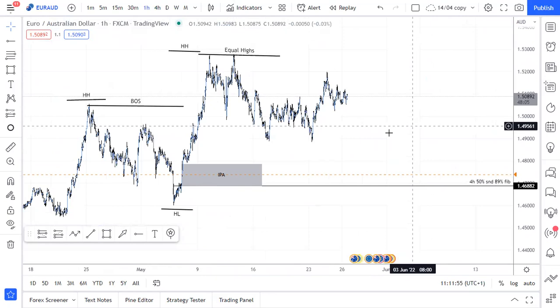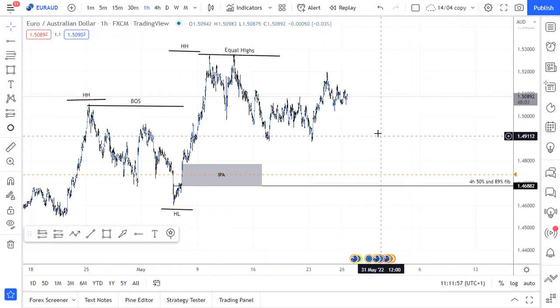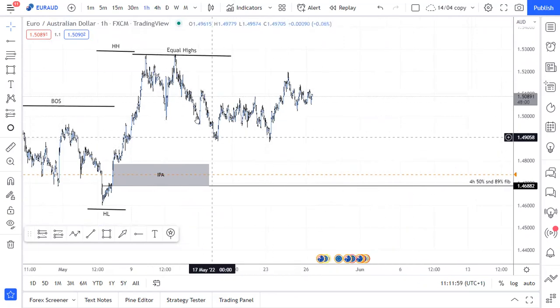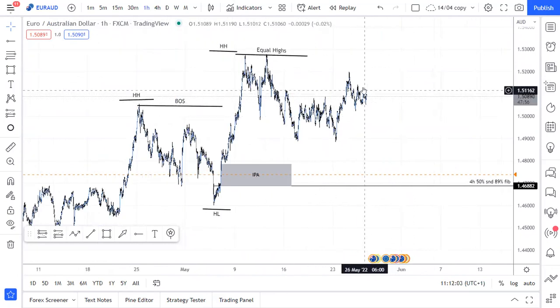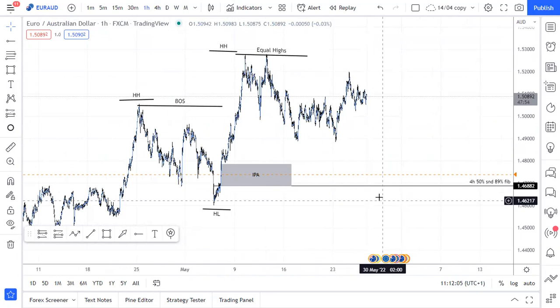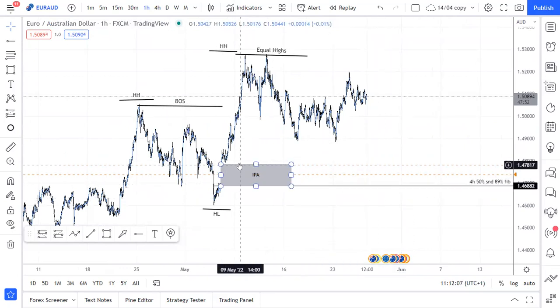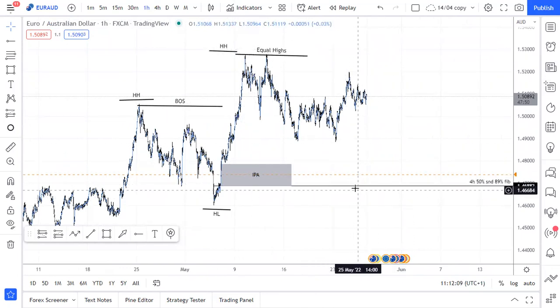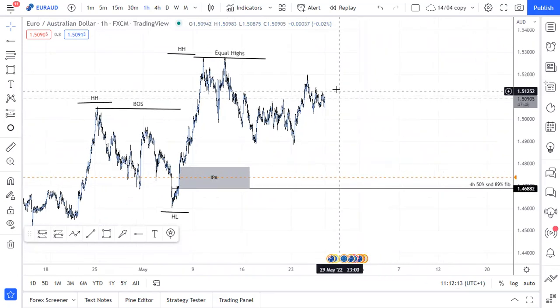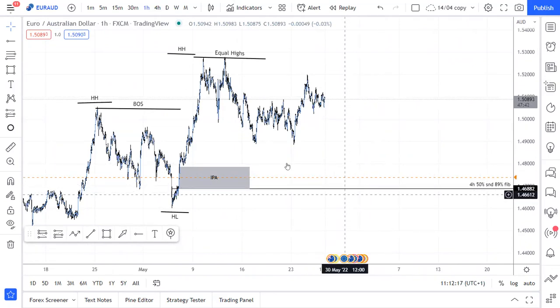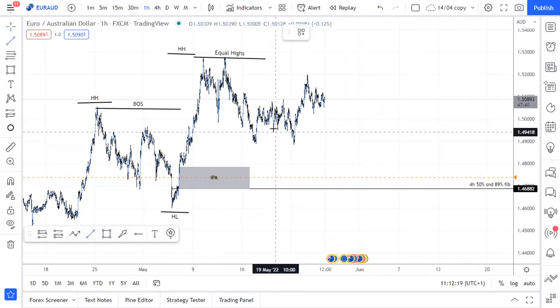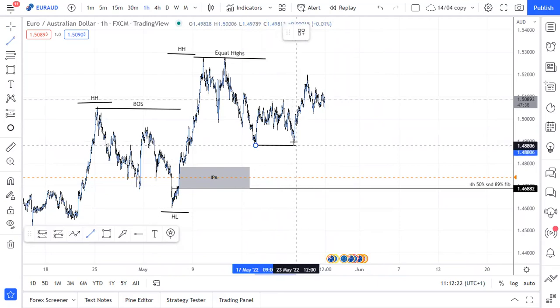So now what can we do to get down to this level? I mean, we could still jump up and still make a higher high before coming down and making the higher low, because we can still make higher highs before we make the higher low. So for me, I would probably wait for it to come down to this level now. This would be the most high probability trade. We've also got equal lows here.